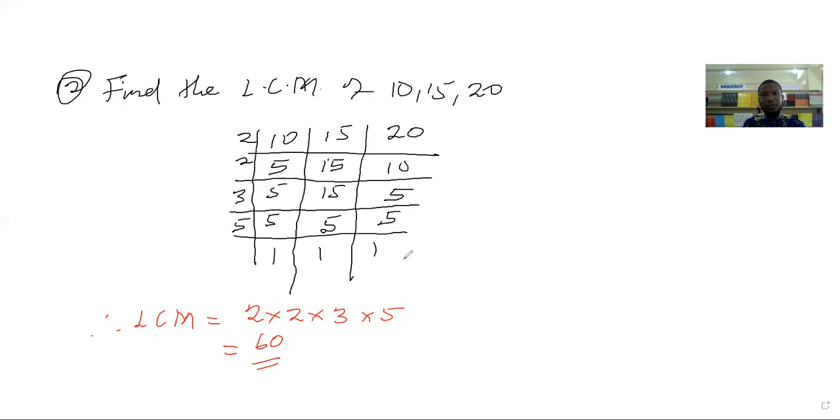All right. We can solve more examples, but the process is the same. So for the sake of time, let's move on quickly to applications of LCM.